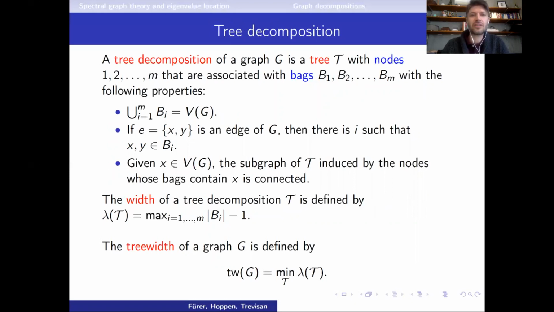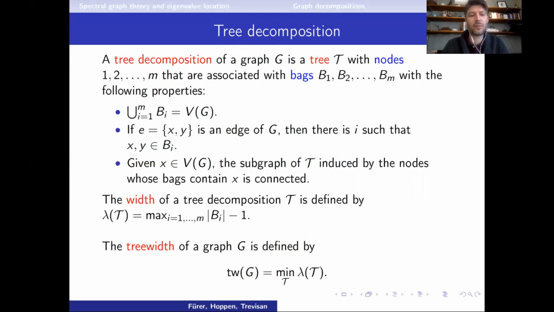And a tree decomposition of a graph G is a tree T with nodes 1 to m. And each node is associated with a bag. So we have bags B1 to Bm with the following properties. Each vertex of the graph is in some bag, so the union of the bags is the entire vertex set. Every time I have an edge in the graph, the pair of vertices must be in some bag. And given a vertex X in the graph, if I look at the subgraph of T induced by the nodes whose bags contain X, it must be connected.